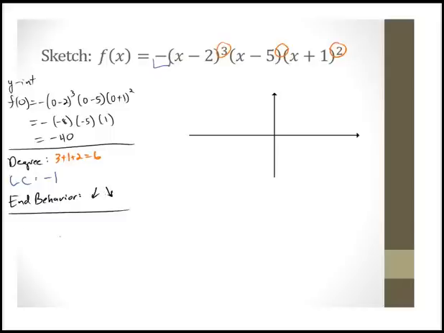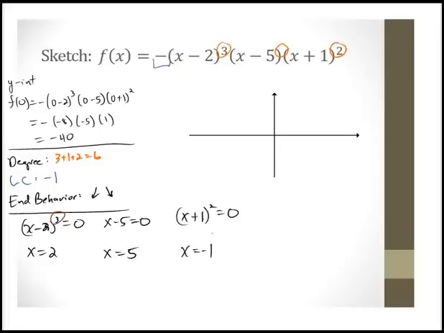X-intercepts. X minus 2 cubed equals 0. That implies that x equals 2 with a multiplicity 3. Be careful on that one. X minus 5 equals 0. X equals 5. X plus 1 squared equals 0. X equals -1. Multiplicity 2. All right, let's sketch the curve.